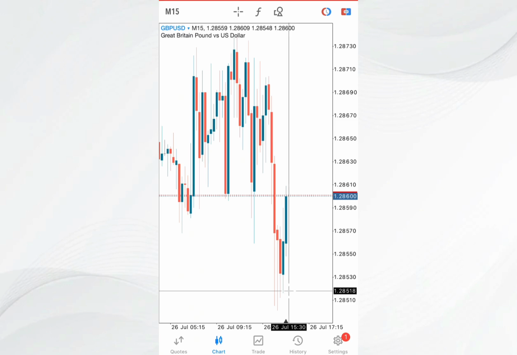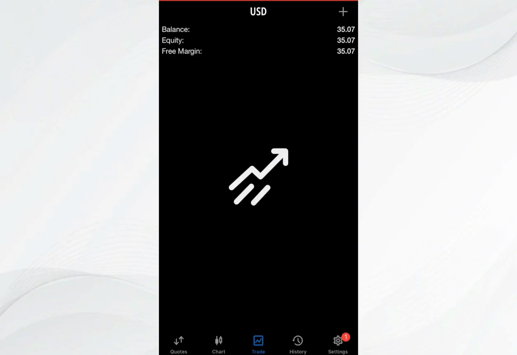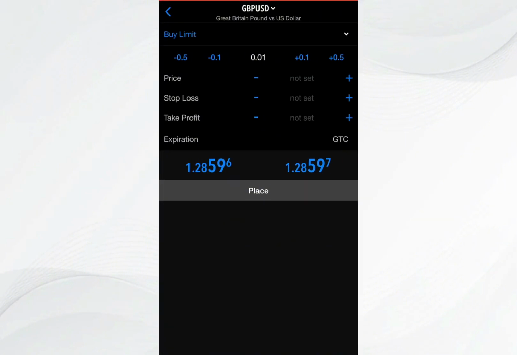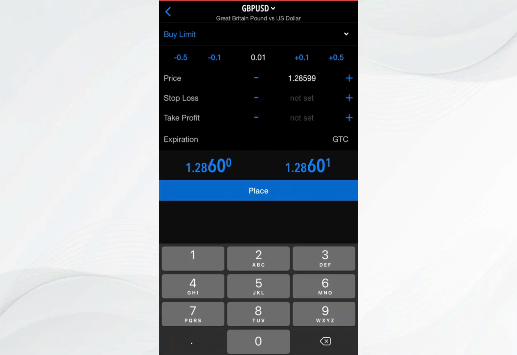So what you will do is that you just take the order from here, which is 1.28518, and then you go here, hit the plus button. You see where it's written price, stop loss, and take profit. You put the price here, of which it was 1.28518. So when price gets to this point, it's expected to bounce back for a reversal. So a buy limit order is an order you place if you're expecting a reversal when it gets to that particular price.